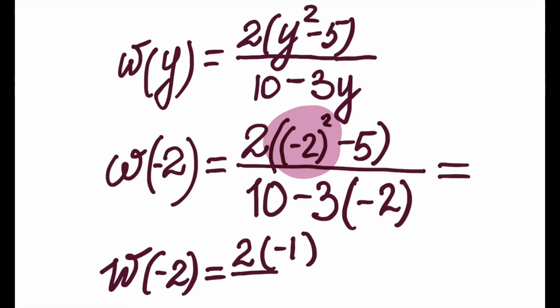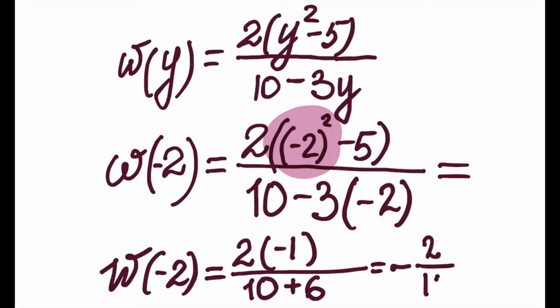Then in the denominator, I have 10. Negative 3 times negative 2 is positive 6, so plus 6. And altogether, I'm going to end up with a negative 2/16, which is negative 1/8.